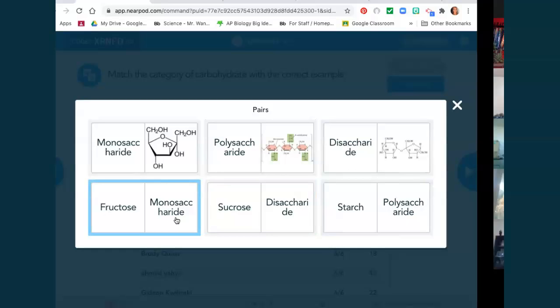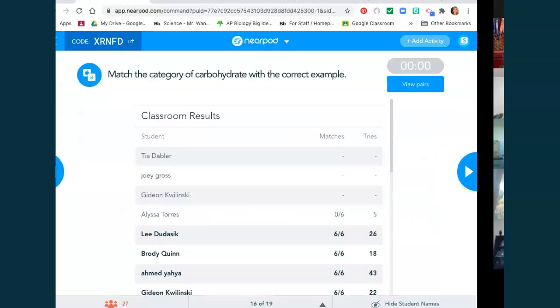Fructose, example of a monosaccharide. Fruit. We take fruit for quick energy. The simpler that sugar is, the quicker we can get the energy out of it. Sucrose, that's table sugar. So what, the white granules, that's table sugar. It's a disaccharide, and then starch is our polysaccharide. So that was a challenging one.